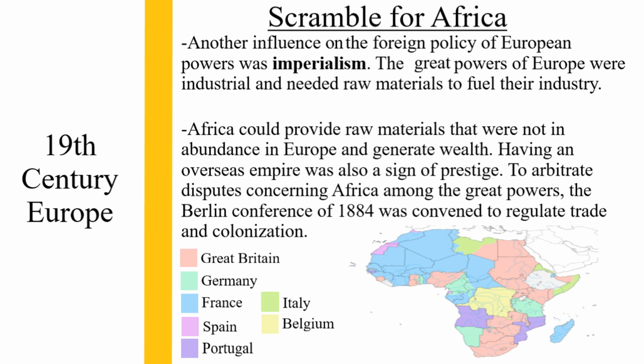And we can see over here on the map, France takes much of West Africa, Britain gets Egypt, South Africa, and a spattering of other parts. Germany gets Togoland, Cameroon, Namibia, and I believe that's Tanzania. Portugal gets Mozambique and Angola. Spain gets parts of Morocco. Italy gets parts of Libya and Somalia. And then Belgium gets the Congo. And Ethiopia and Liberia were some of the only African states not to be colonized.